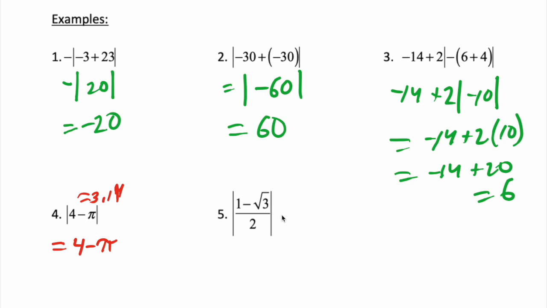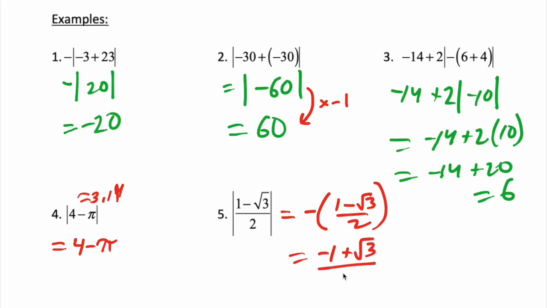If you look closely at this one, root 3 is bigger than 1, so you got a negative number in here, right? And when you get a negative number, it becomes positive. Okay, another way to make a number positive is to multiply it by negative 1. Okay, if you take negative 60 and multiply it by negative 1, you get 60, so it's the same thing as absolute value. So that's what we do here. The absolute value of this, because it's a negative number, is like negative 1 times this. So it's actually negative 1 plus root 3 over 2.